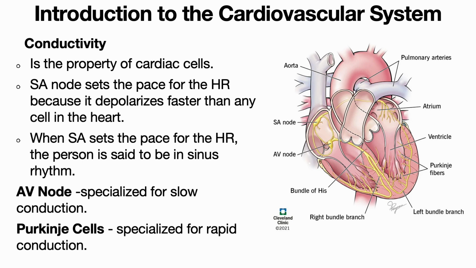AV node is specialized for slow conduction. The significance of this slow conduction is to allow complete filling of the ventricles and to protect the ventricles from abnormal atrial rhythm. Purkinje cells are specialized for rapid conduction. The significance of this fast conduction is to allow contraction of both ventricles at the same time.